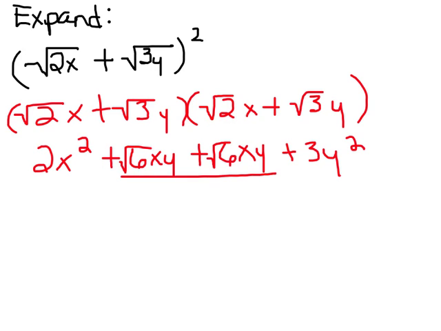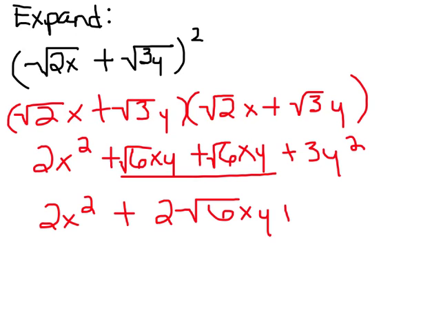Now these two we can add. So when we do, we get 2x squared plus 2 times the square root of 6 xy plus 3y squared. Good job.